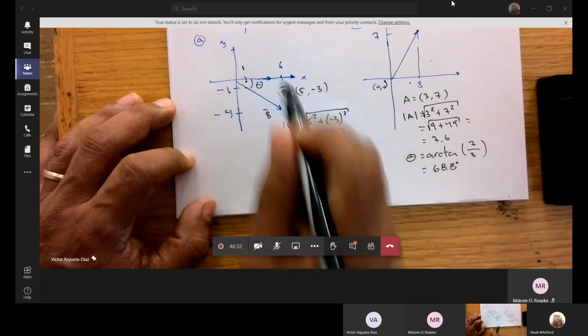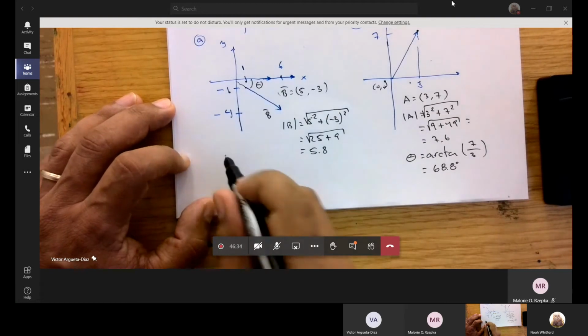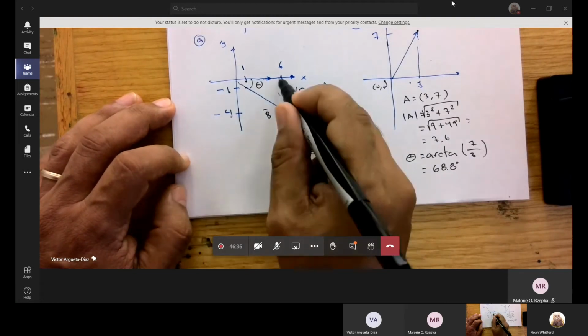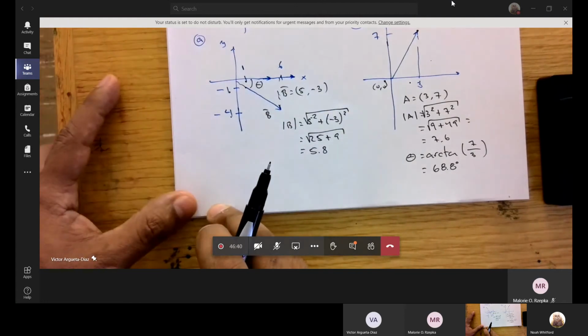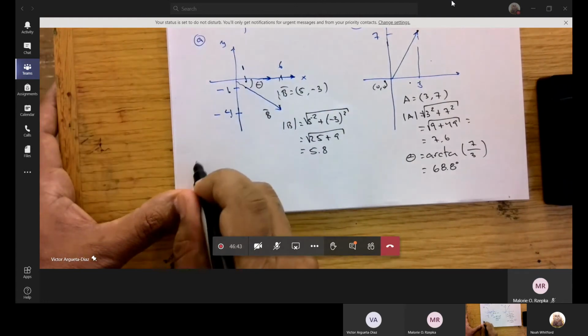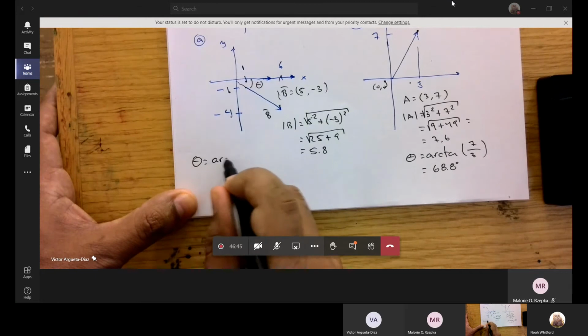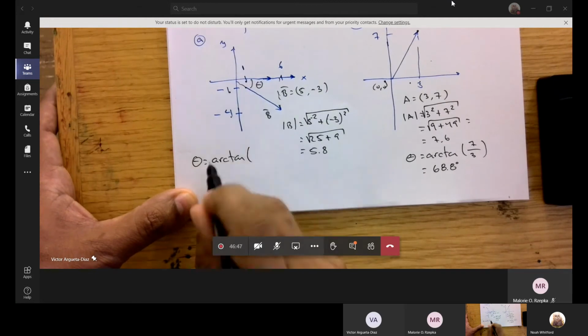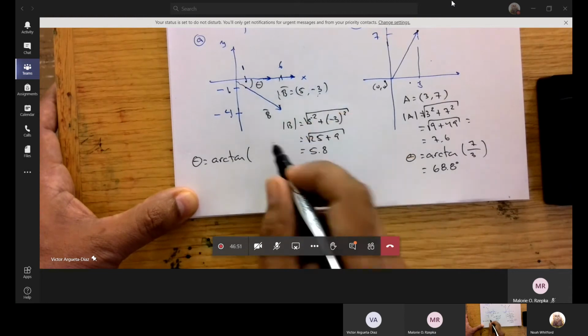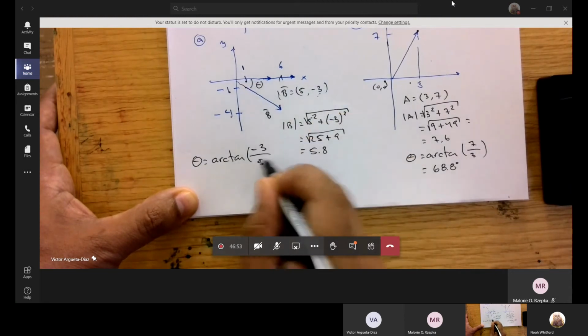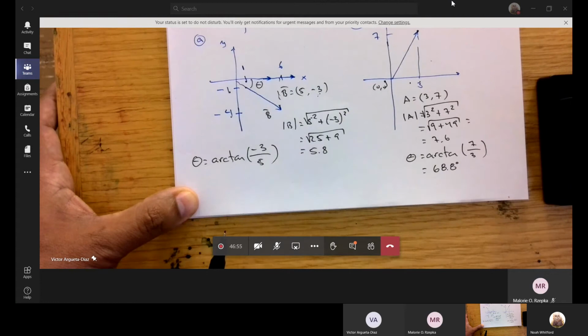we're looking for this angle over here. So it's still a right triangle. It's just that now it's a little bit below the x-axis. So theta, the arctangent is going to be opposite over adjacent. The opposite is going to be minus 3. And the adjacent is going to be 5.